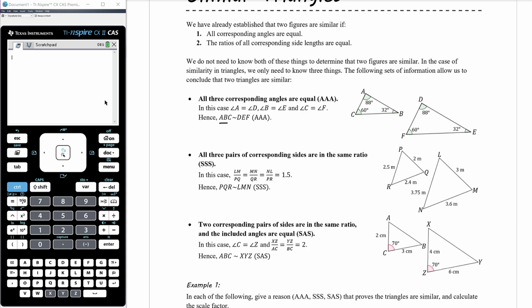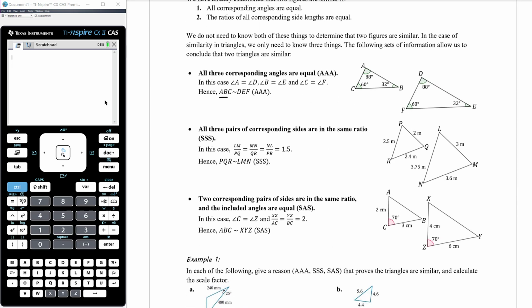So that's the first way that we can know that two triangles are similar, and we don't need to know about any side lengths. If we know that the three angles are the same, we know the triangles must be similar, and therefore we know that the side lengths must also be in the same proportion. We can also determine that two triangles are similar if we only know the 3 side lengths. If all 3 pairs of sides are in the same ratio, then we know that the triangles must be similar. So if 2 divided by 3 is the same as 2.4 divided by 3.6, which is the same as 2.5 divided by 3.75, then we know that the triangles are similar.